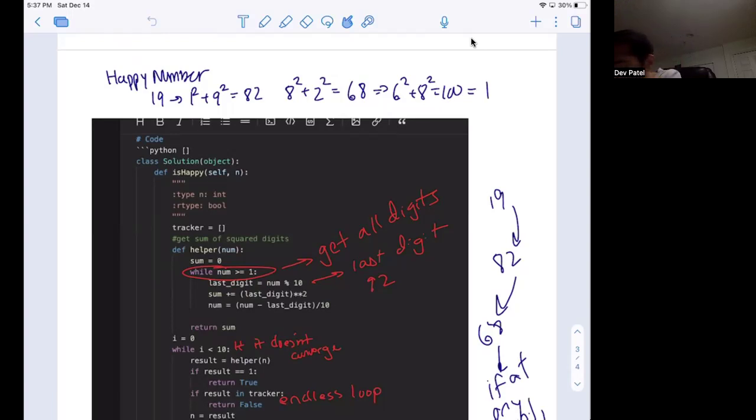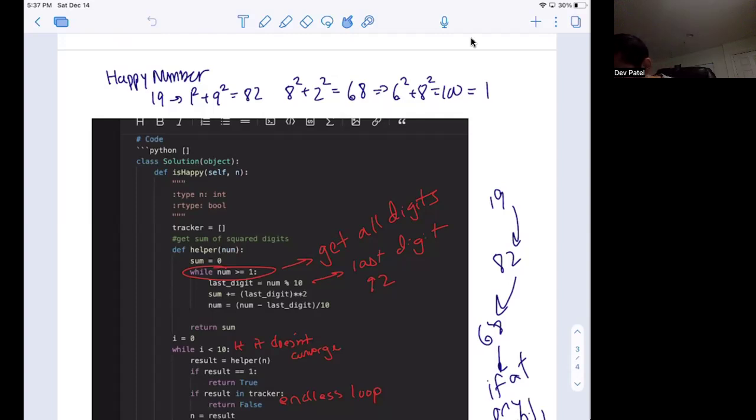And so how can we do this? For example, for 19, we take the sum of the squares of the digits, 1 squared, 9 squared, we get 82. Then we take the sum of the squares of those digits, 8 squared, 2 squared, we get 68. Sum of the squares of those digits, 6 squared, 8 squared, we get 100. And then the sum of the squares of those digits will be 1. And because we have ended at 1, we can return that 19 is a happy number. We can return true.